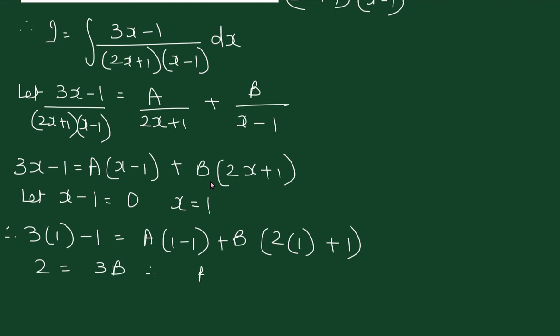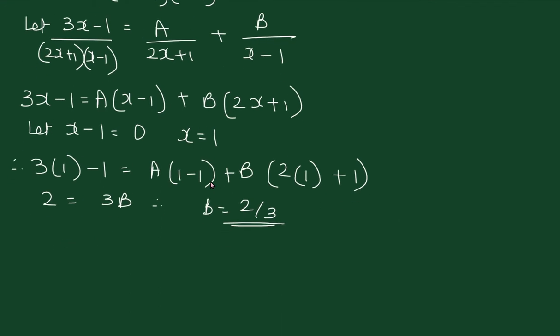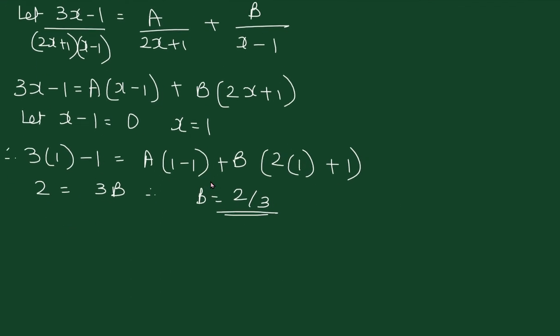And therefore b is equal to 2 upon 3. Okay. Next we put the next term as 0. That is, we write, let the other term 2x plus 1 is equal to 0. In this case x becomes x is equal to minus 1 upon 2. Look at it carefully. X becomes minus 1 upon 2.